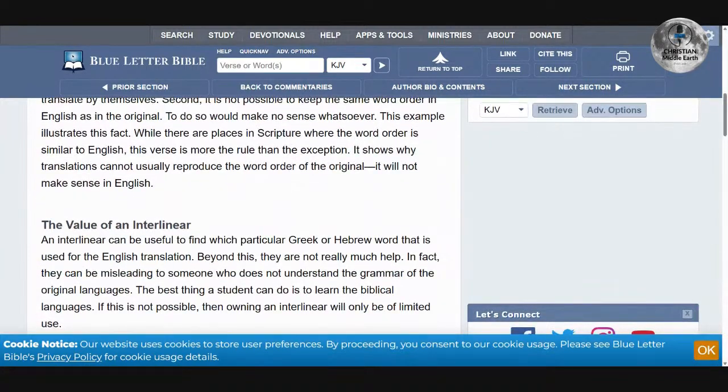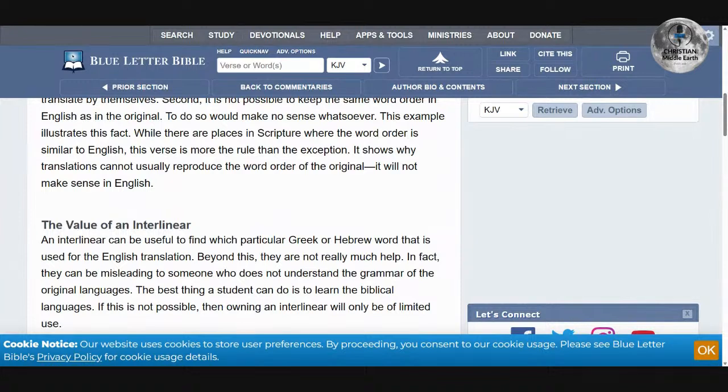An interlinear can be used to find which particular Greek or Hebrew word is used for the English translation. Beyond this, they are not really much help. In fact, they can be misleading to someone who does not understand the grammar of the original languages. You can't just look up a word in the dictionary and then insert it wherever that word is in the original language. That would be a huge mistake, and you would get yourself into a lot of trouble thinking you have figured something out. That's nonsense, in fact.